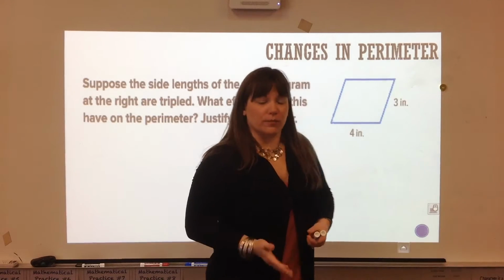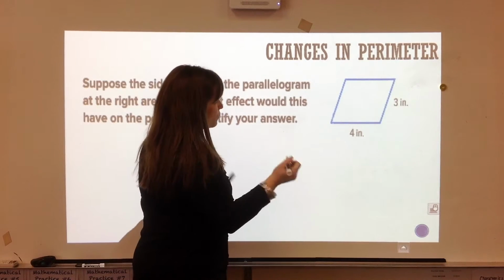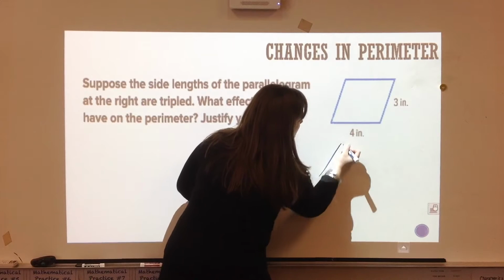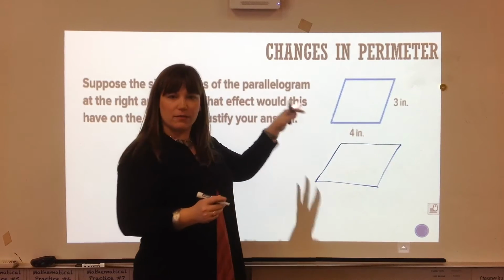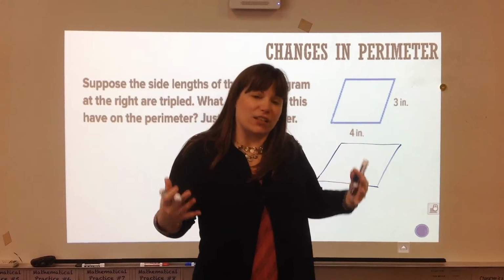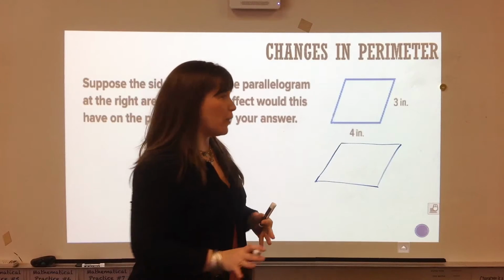First thing we're going to do is actually sketch out what will the shape look like if the sides are tripled. So somewhere in this space, I'd like you to the best of your ability, draw a parallelogram. It does not have to be bigger than this. The idea is that it's going to be bigger if you're tripling the sides. We don't have to draw this to scale though.